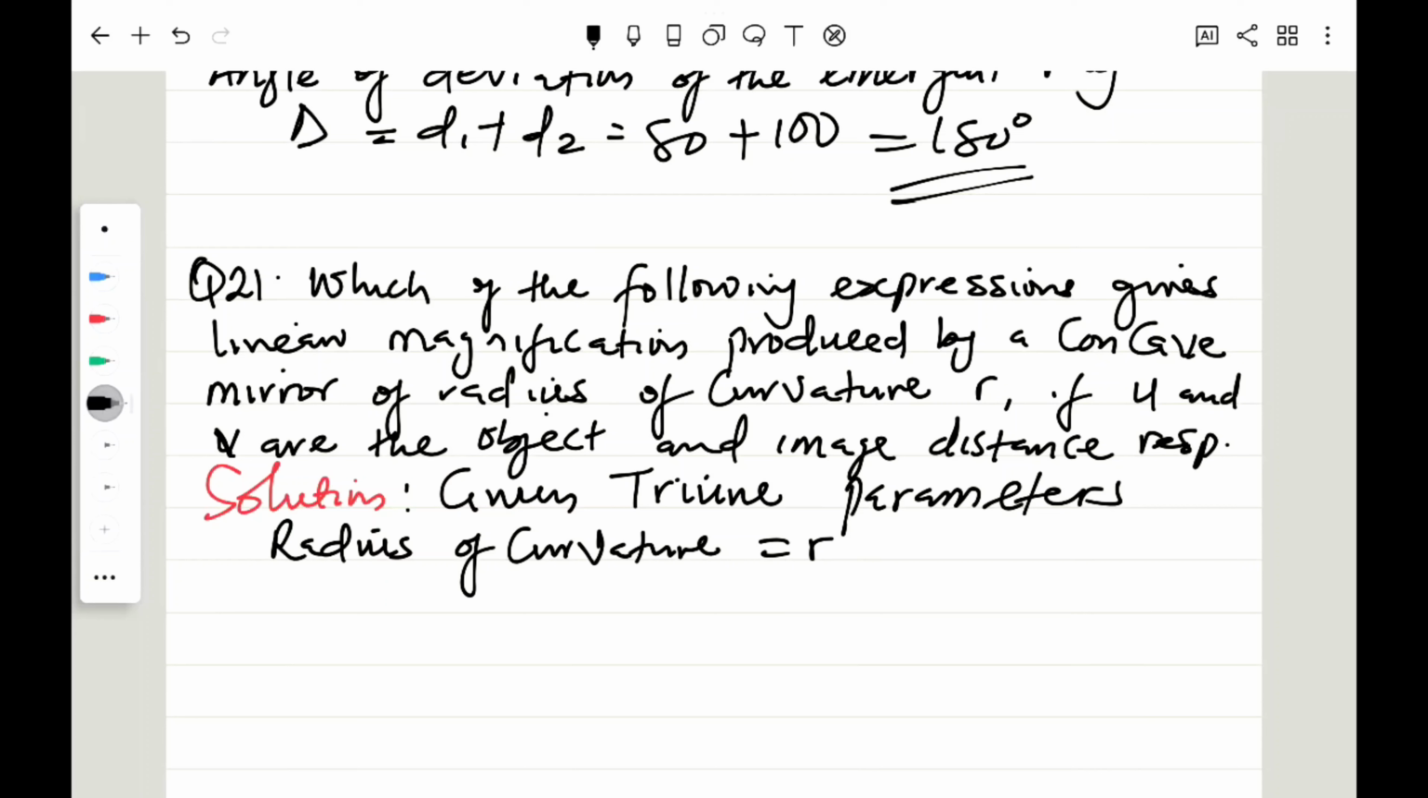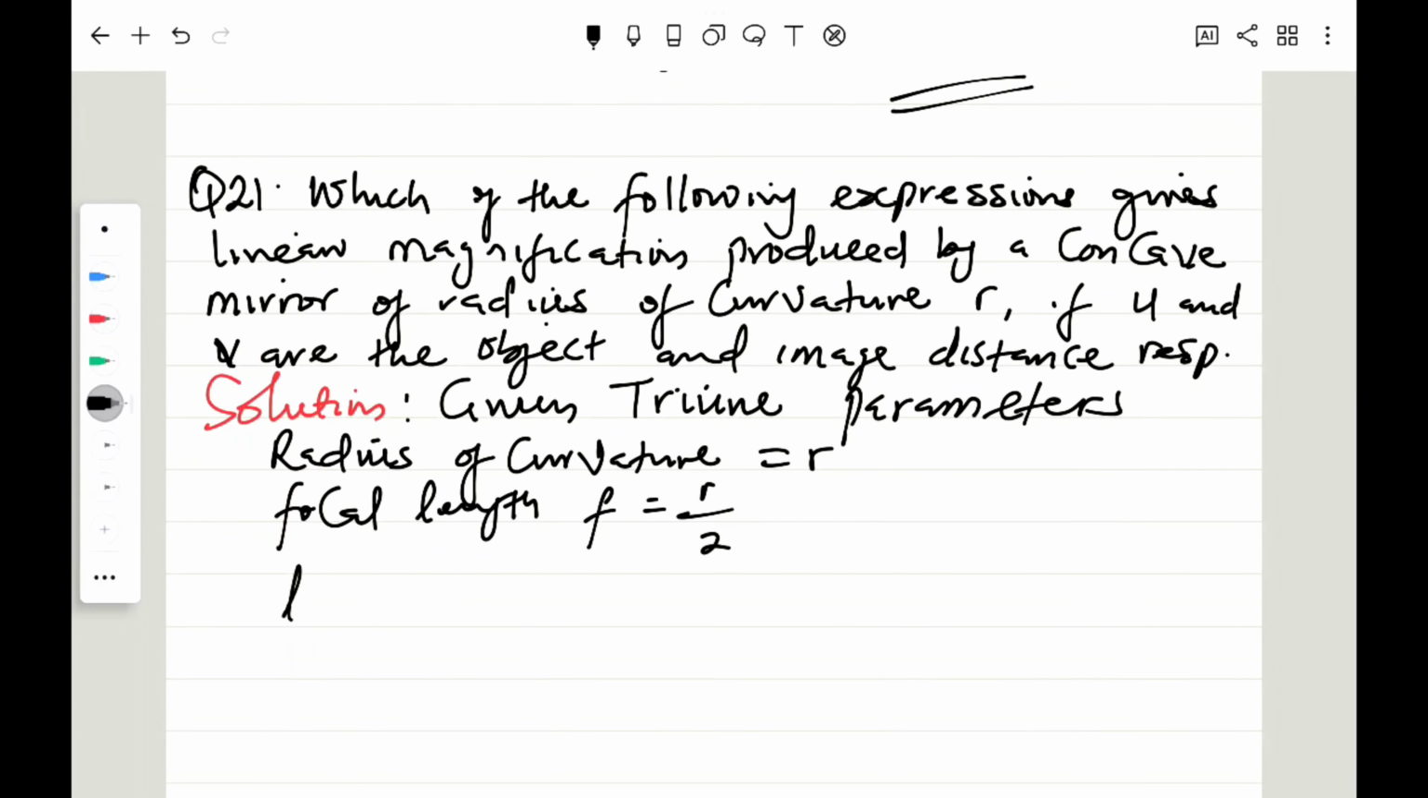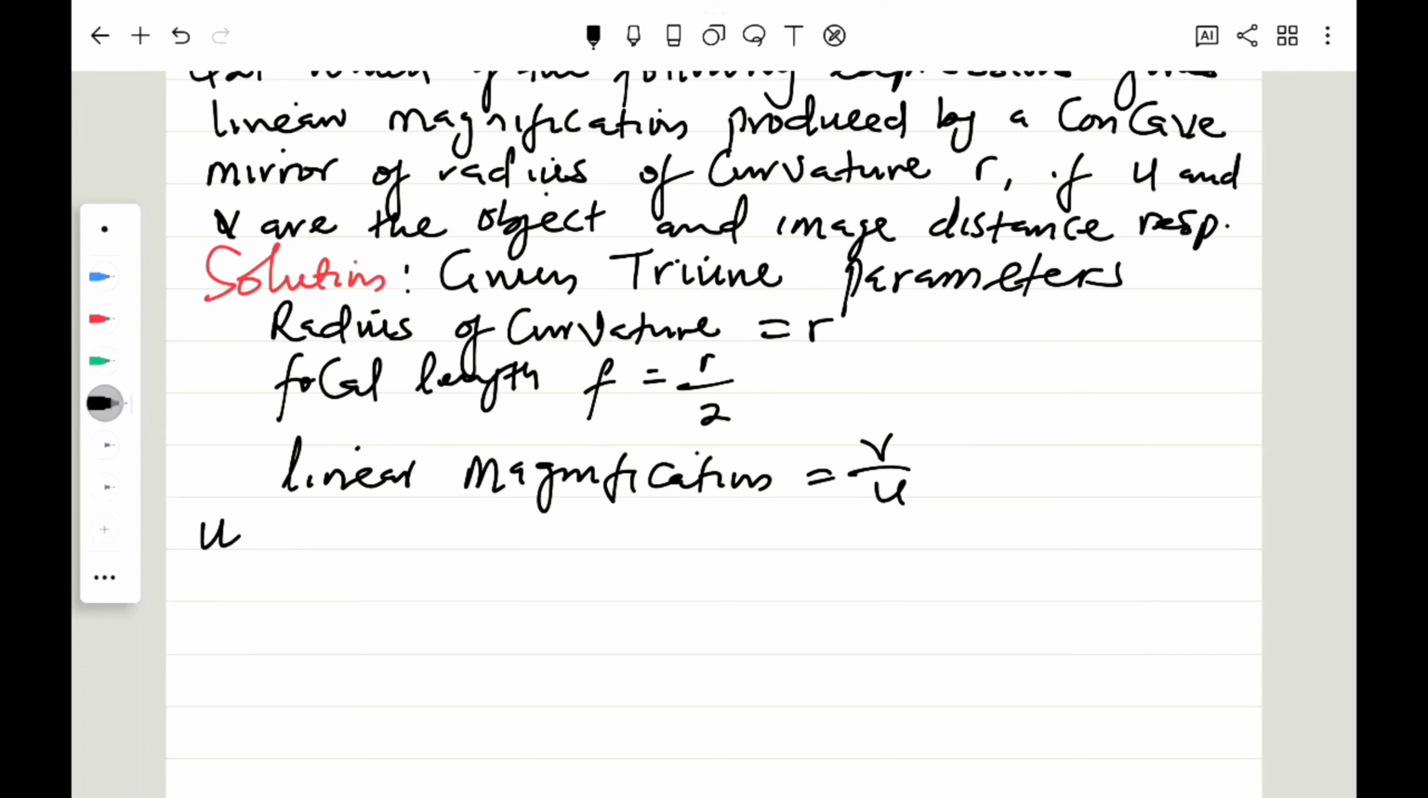Okay? Then if u and v are the object, remember that focal length f is equal to r over 2, okay, which becomes r over 2. Let's write it as r over 2. Is that clear? Then we are given the linear magnification to be v over u. Remember that magnification is v over u.